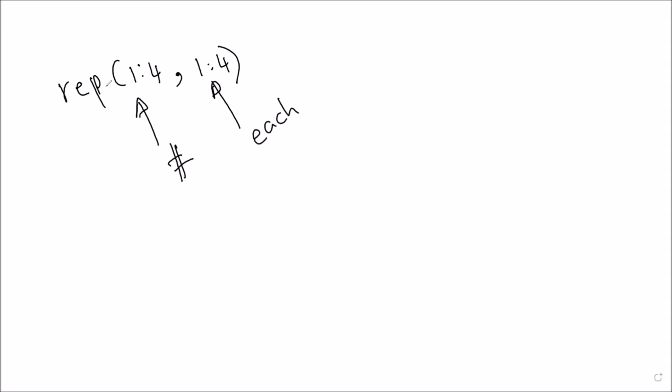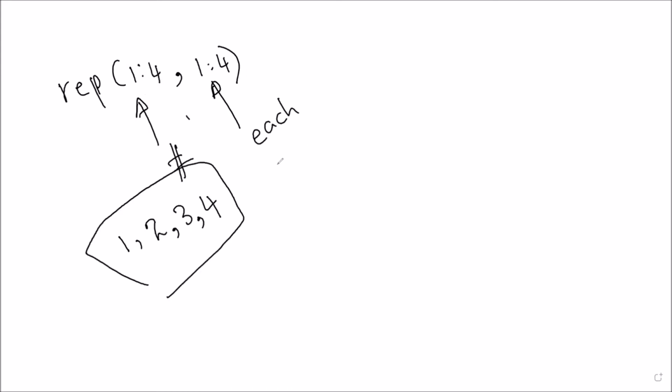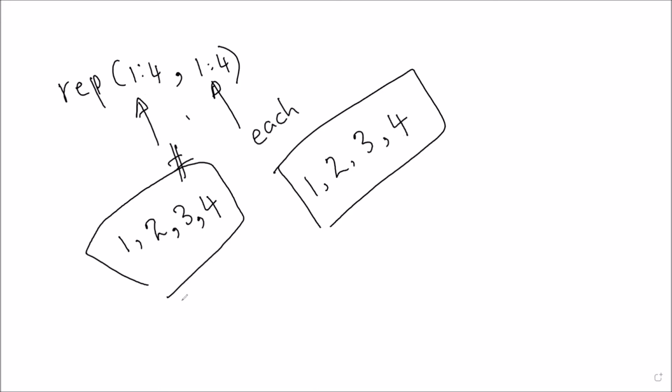What we have here is rep 1 to 4, comma, 1 to 4. The first will give you the numbers, and the second will give you the each argument. When we expand the first argument, you have 1, 2, 3, and 4. When you expand the next argument, again you have 1, 2, 3, and 4. 1 is repeated 1 time.